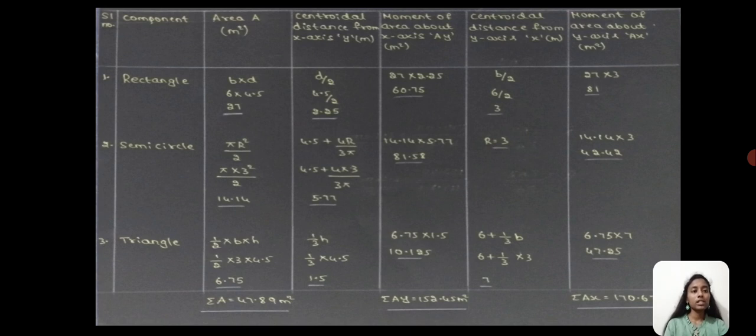Now centroidal distance from y-axis is b by 2. Breadth of the rectangle is 6 meter. Therefore 6 by 2 is equals to 3. Moment of area about y-axis is A into x. We have to multiply area and the centroidal distance from y-axis. Therefore the area is 27 and the centroidal distance from y-axis is 3, that is equals to 81.